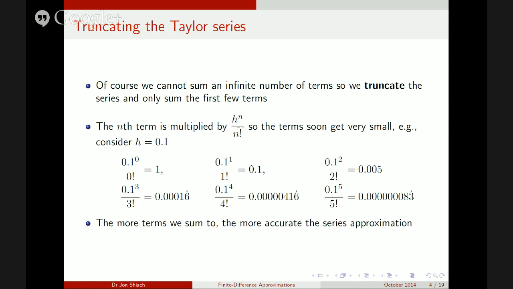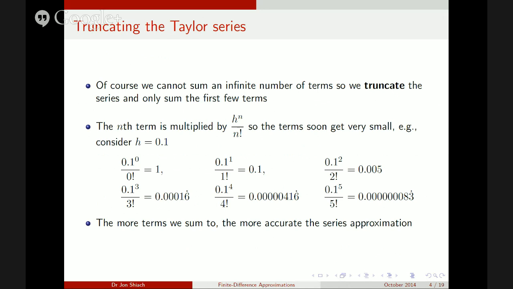Okay. Right, so if we were to sum the Taylor series over an infinite number of terms, we'd get the exact value of u(x plus h). We can't do that. It's impossible. So we have to call it a day sometime. So what we do is we can truncate the Taylor series. So we ignore some higher order terms. Okay, we can do this.